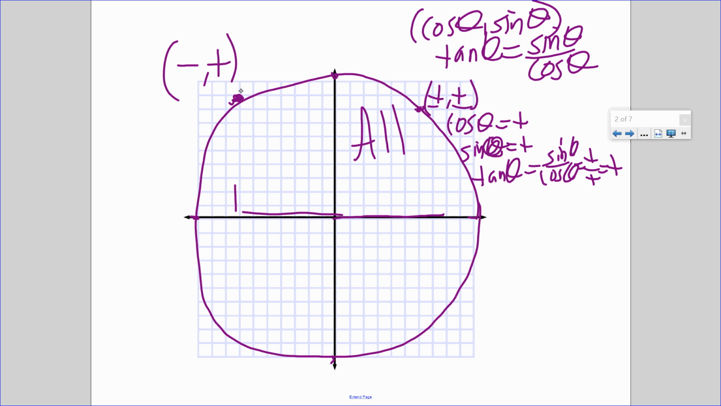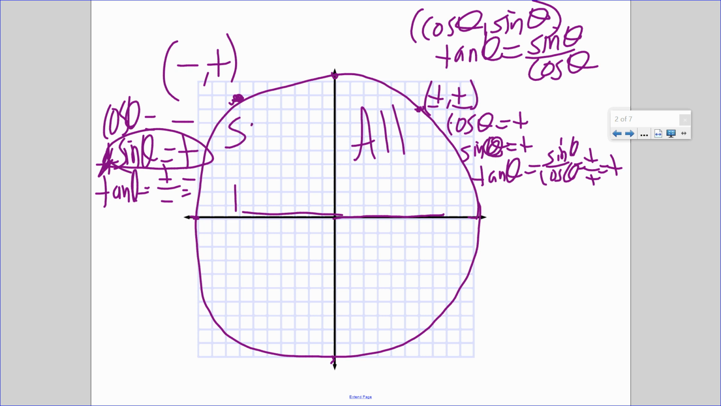So the x value is cosine theta. The y value is sine. Now we say that tangent is sine over cosine. Well, sine is positive, cosine is negative, and a positive over a negative is a negative. So in this quadrant, only sine is positive. Cosine's negative, and tangent is negative.